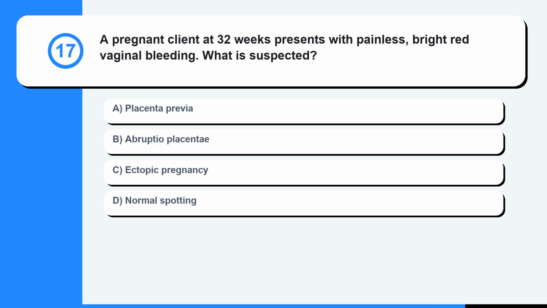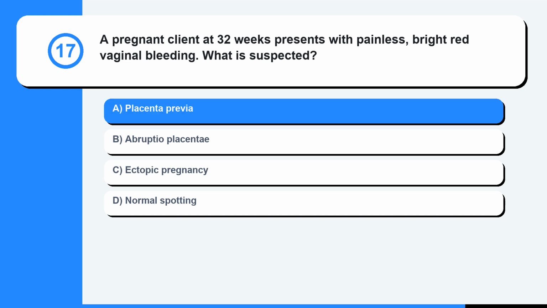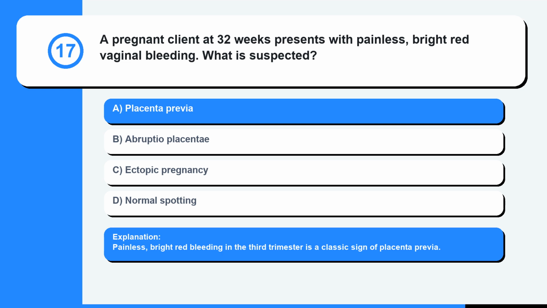Question 17. A pregnant client at 32 weeks presents with painless, bright red vaginal bleeding. What is suspected? A. Placenta previa. B. Abruptio placentae. C. Ectopic pregnancy. Or D. Normal spotting. The correct answer is A. Placenta previa. Painless, bright red bleeding in the third trimester is a classic sign of placenta previa.